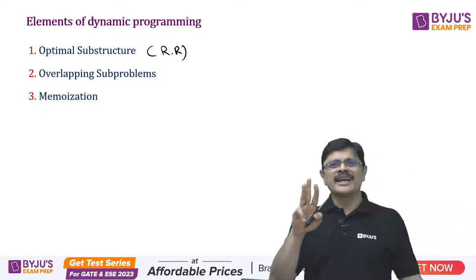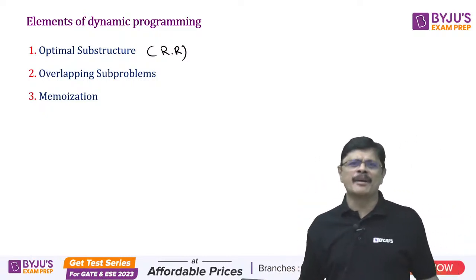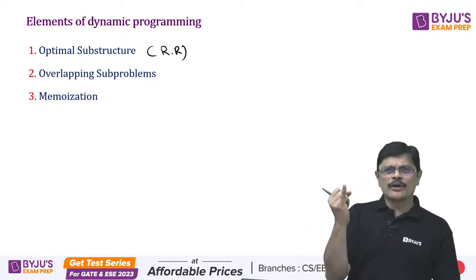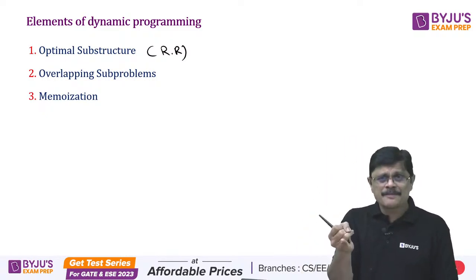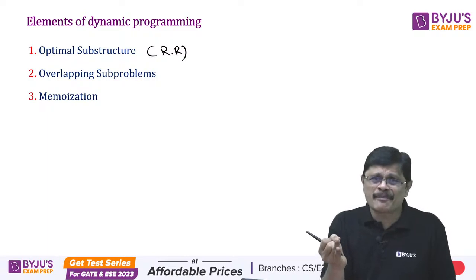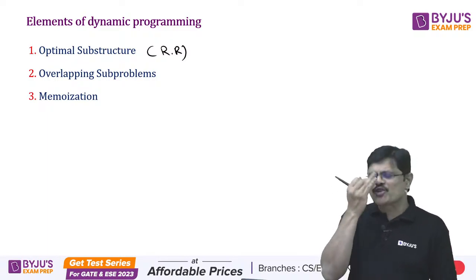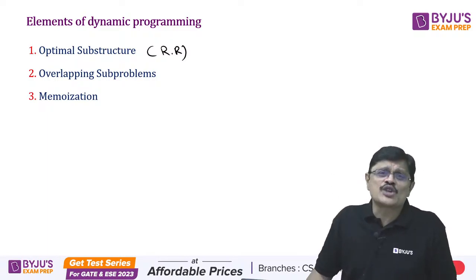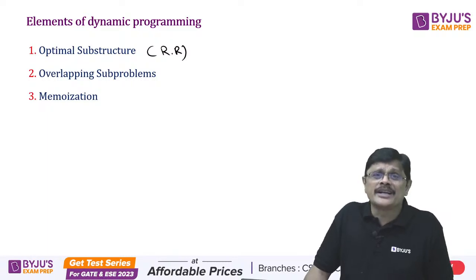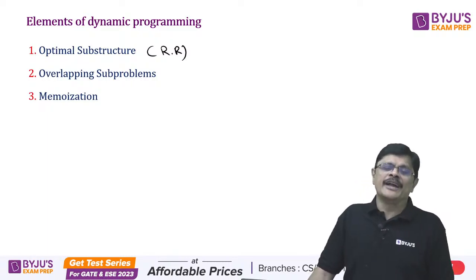So these are the three characteristics or elements of dynamic programming, sir. First, we have to express the problem in terms of sub-problems. Then we need to identify overlapping sub-problems. So when the problems are solved again and again, instead of solving them again and again, store it and reuse it. That is the idea of dynamic programming.